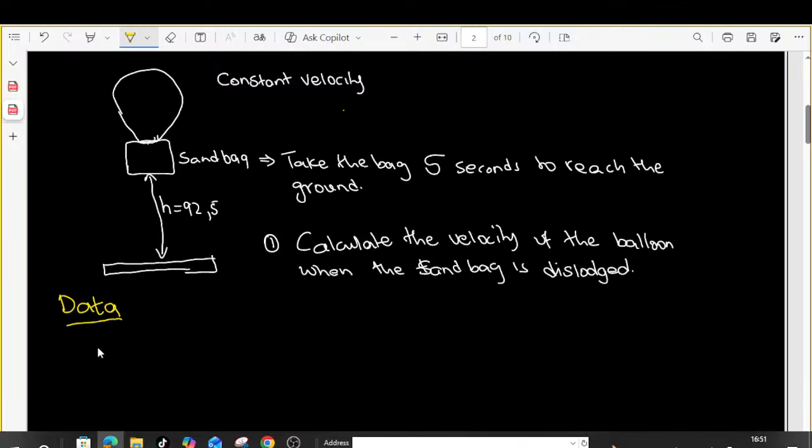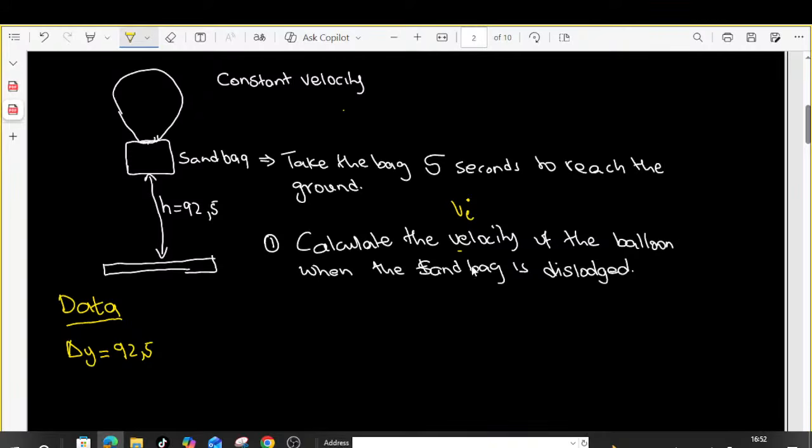Right, the displacement delta, what is this? This will be my delta y. The height is 92.5. We can see that. And what else do we know about the velocity of the balloon? We need to first maybe calculate the velocity. We are to calculate the velocity of the balloon when the sandbag is dislodged. We need the V initial. So they are asking you to calculate the initial velocity.